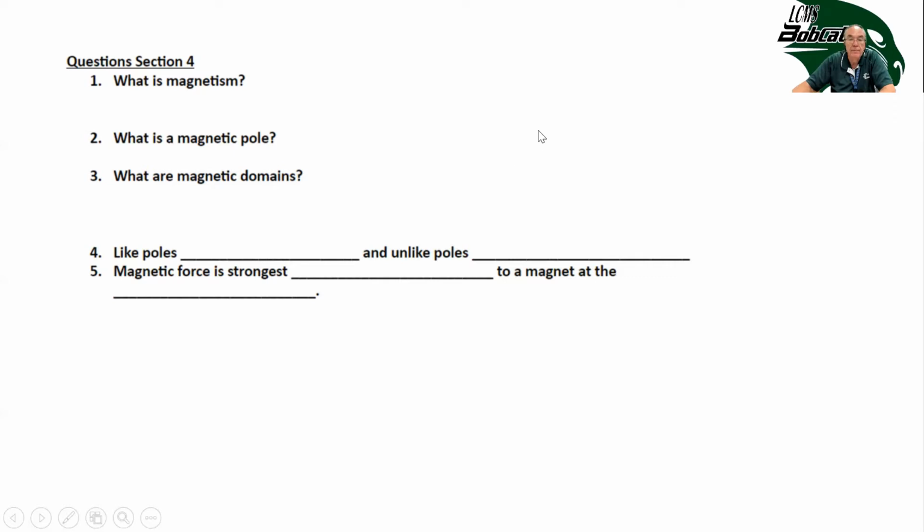Questions for section 4. What is magnetism? Well, magnetism is the properties and interactions of magnets. Okay? So when we talk about the properties of magnets, they align domains, the magnetic field that they exert around them, okay? And then the interaction, what happens when you bring two magnets together, how do they affect each other?